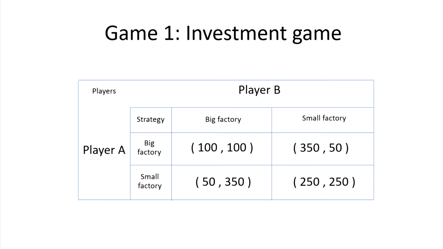Therefore, they gain more. So in this case, you see that if player A has a big factory and player B has a small factory, then A will gain 350, while player B will gain just only 50. But in another case, if player A has a small factory and player B has a big factory, then player A will get just only 50 and player B will get 350 in the unit of million baht. These are something that will change the game.